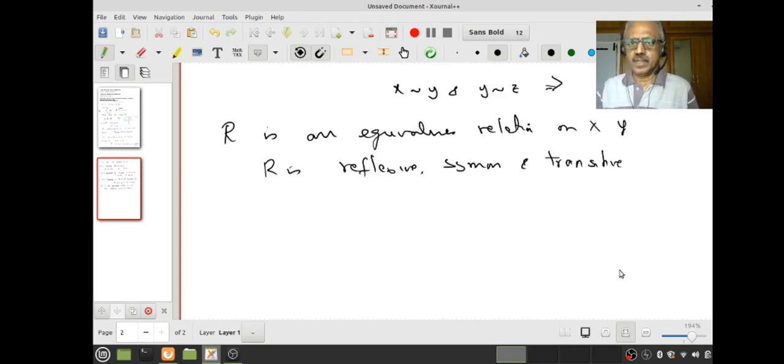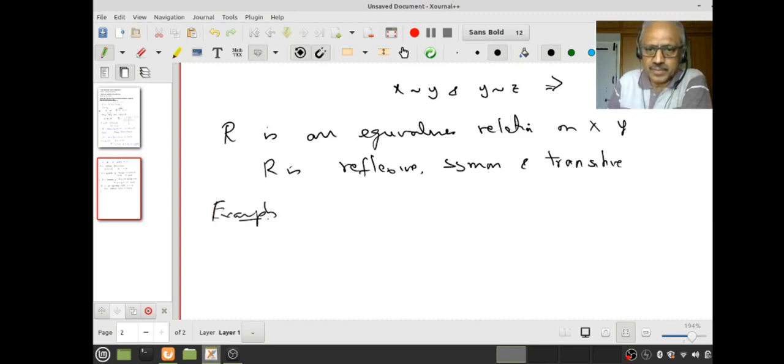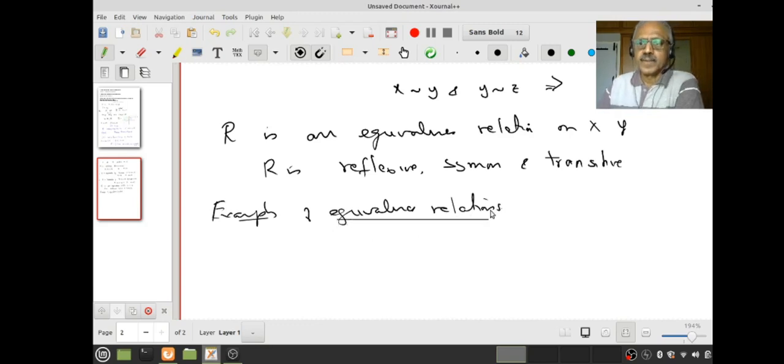Now we would like to see whether we have any such relation. I'll look at the simplest relation. So we want to look at examples of equivalence relation. But before going, let me look at one more important relation. I'll come to that later.